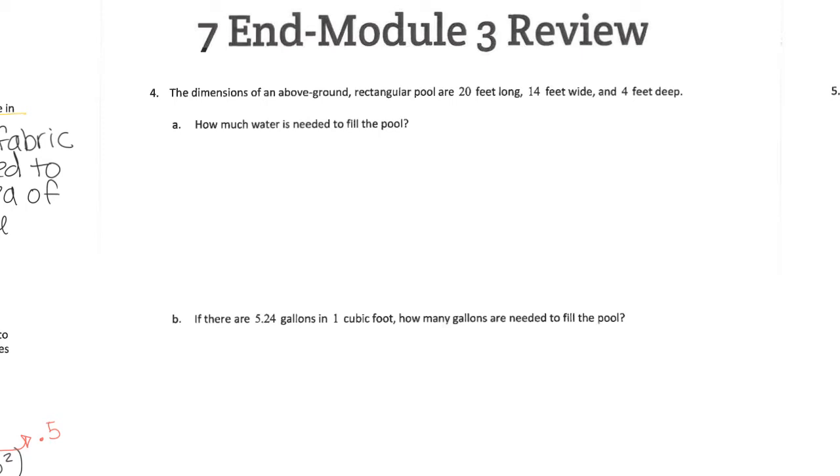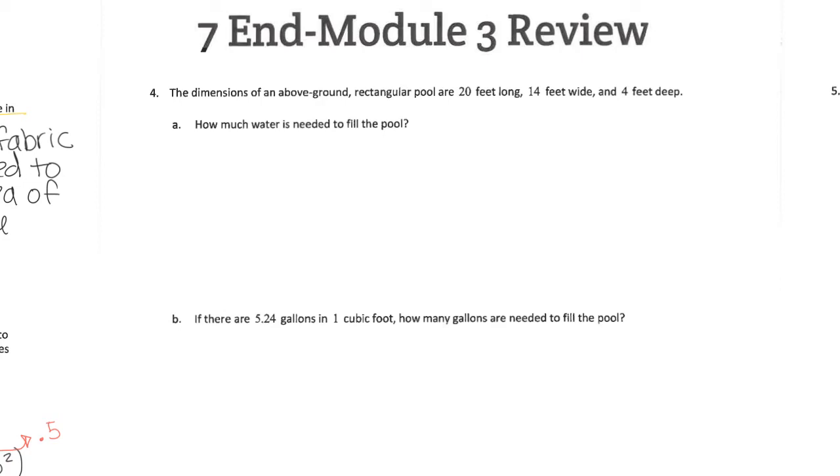All right, and we are doing number 4. The dimensions of an above ground rectangular pool are 20 feet long, 14 feet wide, and 4 feet deep. A, how much water is needed to fill the pool? So let's think about it. If we have a pool and we need to know how much water we're going to need, well, first of all, we're going to need to know the volume of that pool.